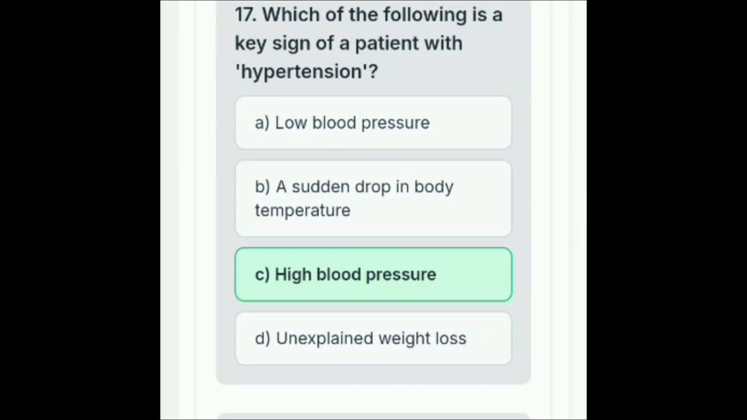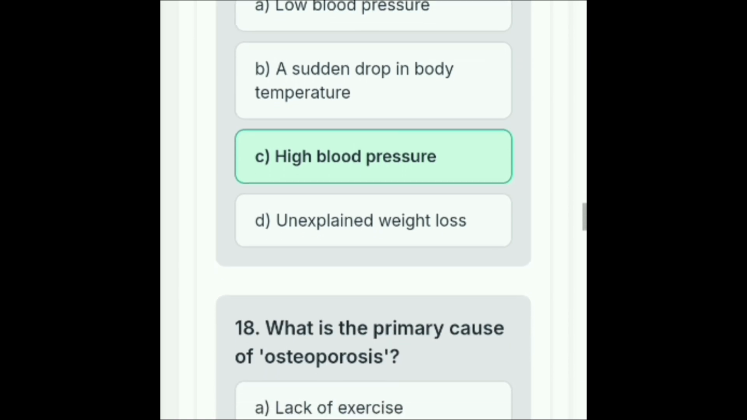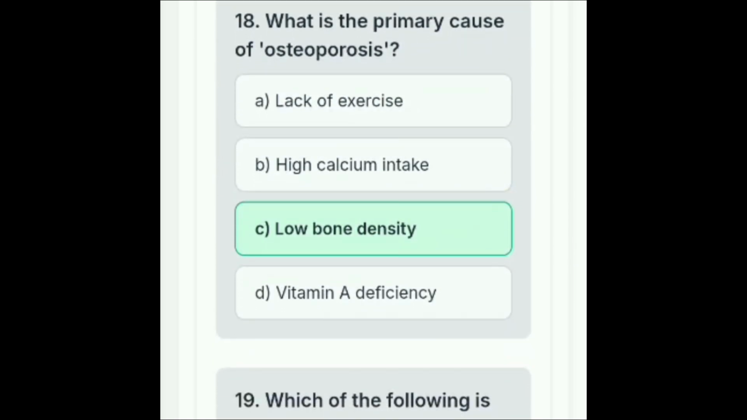Which of the following is a key sign of a patient with hypertension? Option A, low blood pressure. Option B, a sudden drop in body temperature. Option C, high blood pressure. And option D, unexplained weight loss. So C is the correct answer.